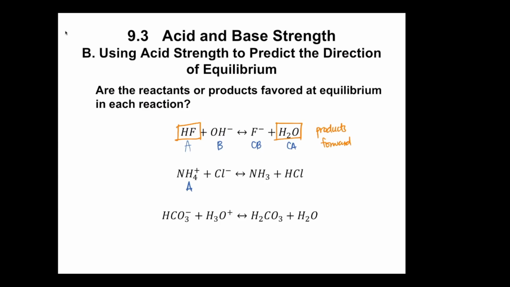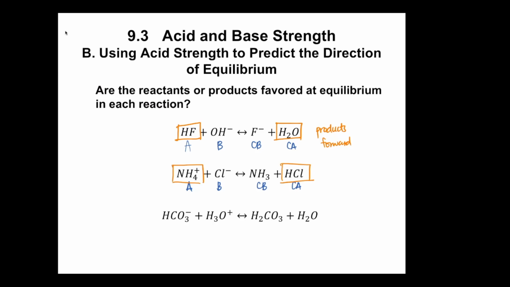NH4 is the acid, and its counterpart is the conjugate base, NH3. And then Cl here is the base, and its counterpart is HCl, which is the conjugate acid. So the two acids for this reaction are NH4 and HCl.